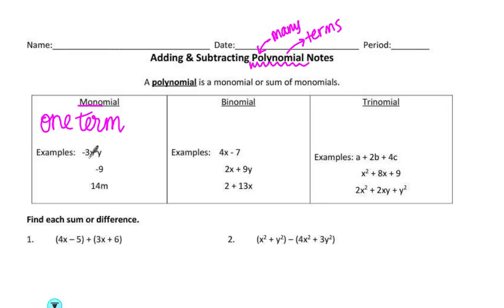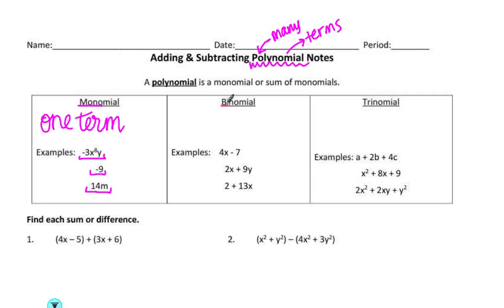So examples of that, look right here. This is one chunk of a thing. I have negative 3 x to the 8th power times y's. Okay, I have negative 3 of those. Here, another one term is a negative 9. Or here, 14 m's. Remember, we've talked a lot about the beginning of the year, like apples and oranges. Different things. So these three are all three different terms, but they are each representing one singular term.